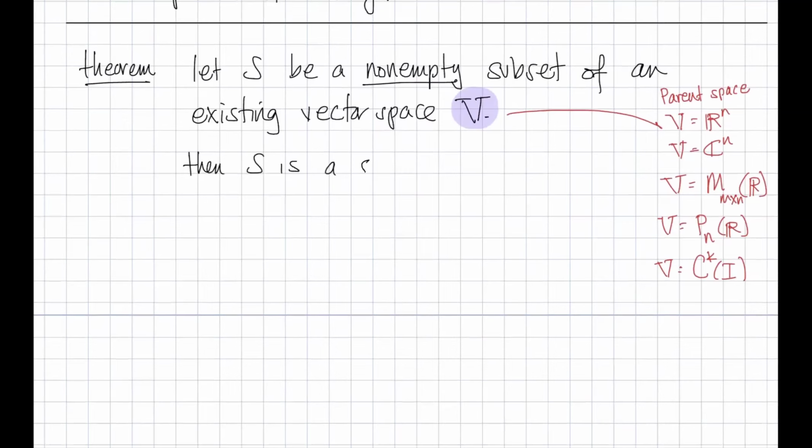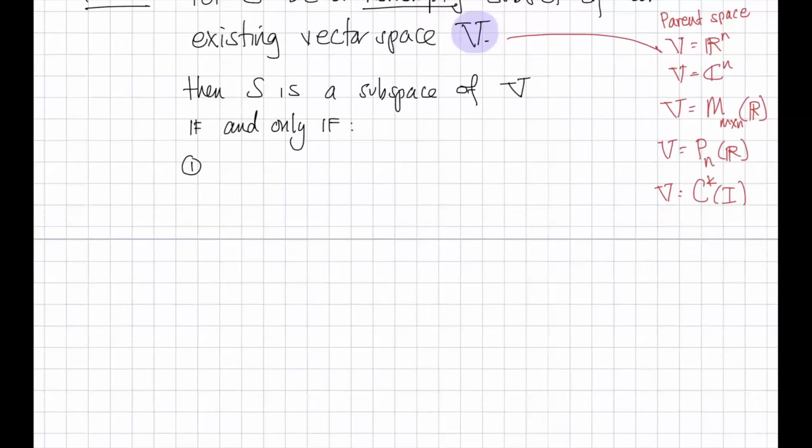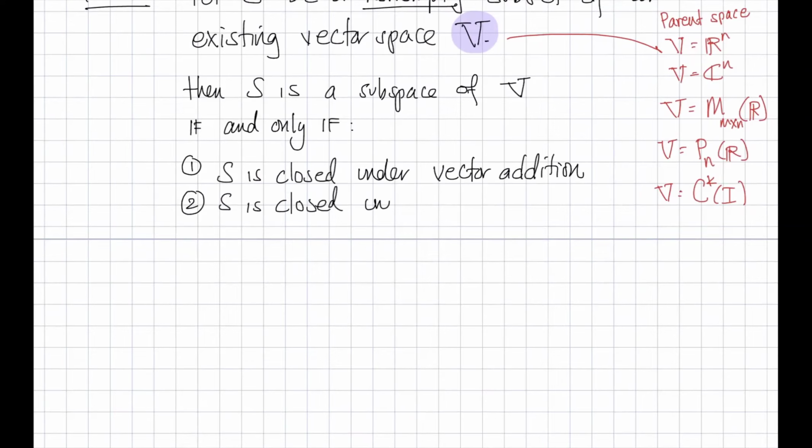Then S is a subspace of V if and only if the following criteria are satisfied, and these are straightforward. 1, S is closed under vector addition, and 2, S is closed under scalar multiplication, which were the main two properties of the vector space.